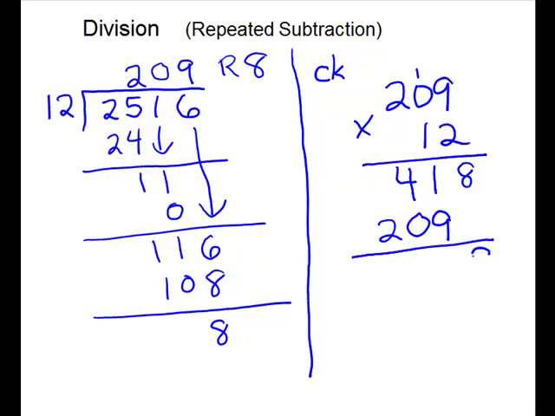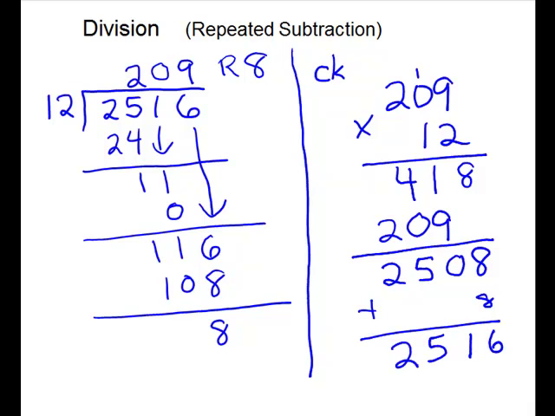Then we add. 8, 10, so we're carrying. 4 plus 1 is 5. And 2. And now we have to add back our remainder of 8. So we'll add our 8. 8 plus 8 is 16, so we're going to have to carry. 1 plus 0 is 1. 5, 2. We did get back to our dividend.